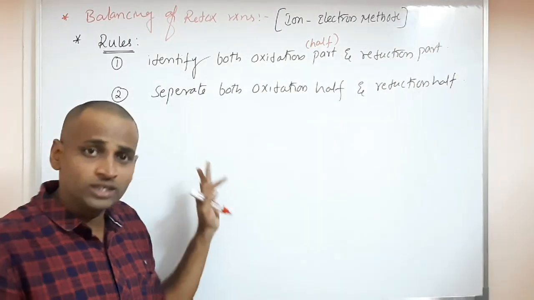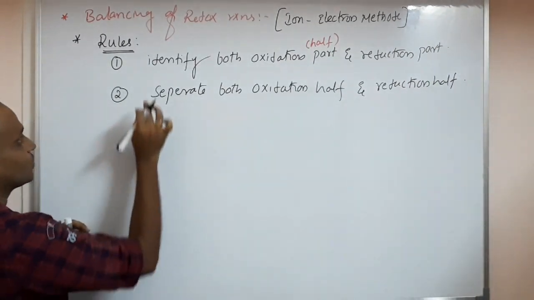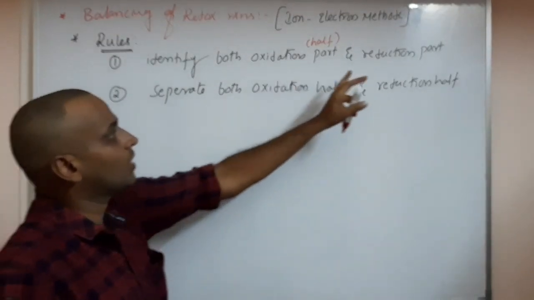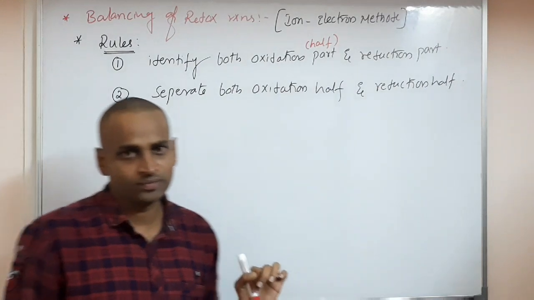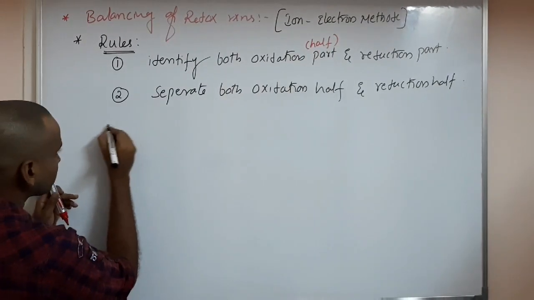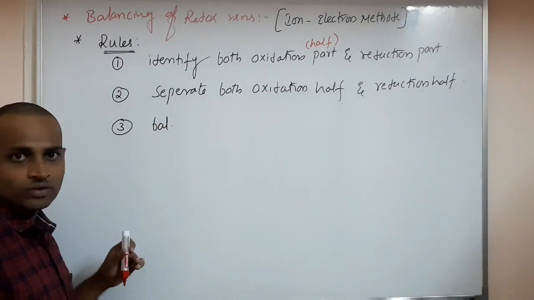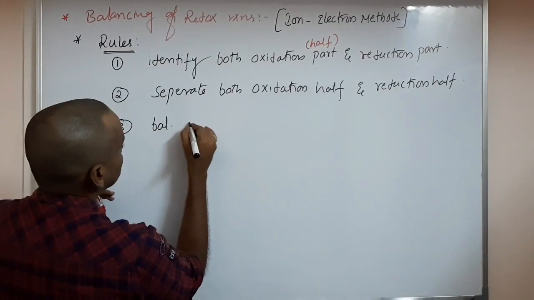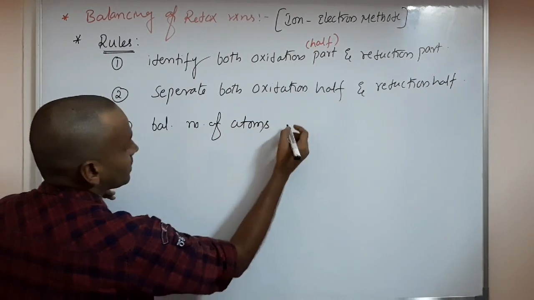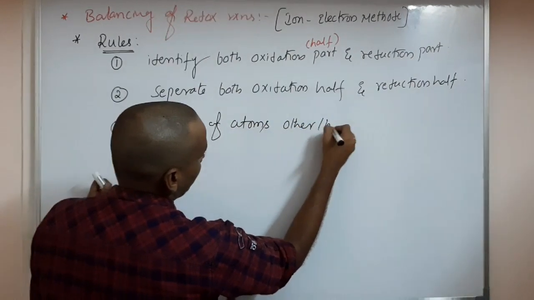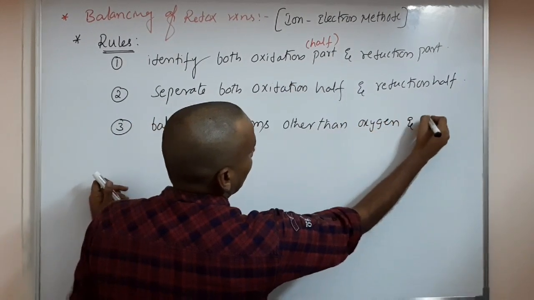I'll take an example and do it here so that you will understand. Don't worry. First I'll give you some rules for what to do. Identify both the oxidation half and the reduction half, and separate both. Second thing. Afterwards, now balance. What do we have to do? Balance the number of atoms first. Balance the number of atoms other than oxygen and hydrogen.